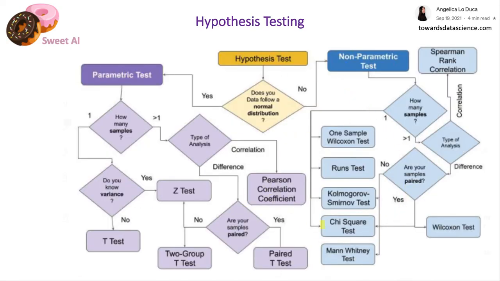This is another chart that I got from Angelica from Towards Data Science, and you can find the parametric and non-parametric tests. As you see, it depends on how many samples we have, how many variables we have, and whether we have the population standard deviation or not, so we are going to use different tests. And for the non-parametric tests, based on the number of samples we have, we can use Wilcoxon, Levene's test, Mann-Whitney, chi-square, and many more.